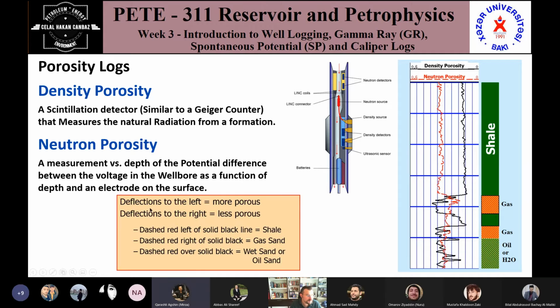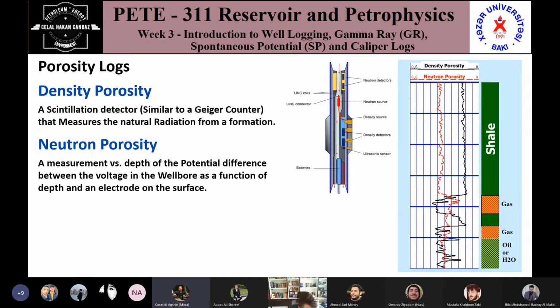I have a question. In the place where we have gas, in neutron porosity logs, we have a peak, yes? Yes, directly. So why don't we have a peak in the second place, where we have gas and later oil and water? So you say we have a peak in the upper part, and why don't we have a peak in the lower part? This is the question, right?